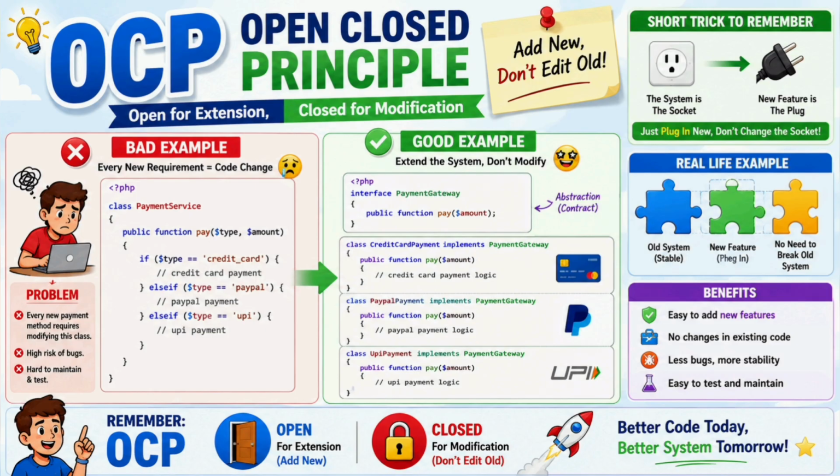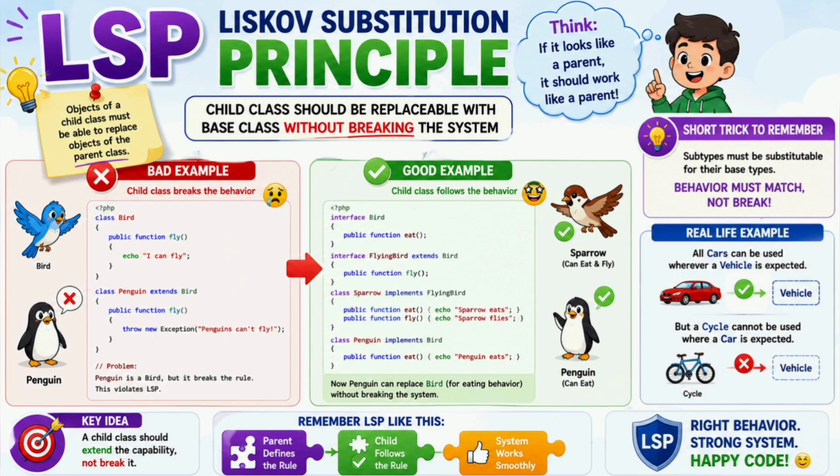Now I move to the third, that means L, Liskov Substitution Principle. The definition is: child class should replace parent class without breaking code. If you see the class Bird, there is a method fly. If we create a new class Penguin extending Bird, penguin is a bird that cannot fly, so throw new exception. So this is the bad example: penguin cannot fly, inheritance broken.